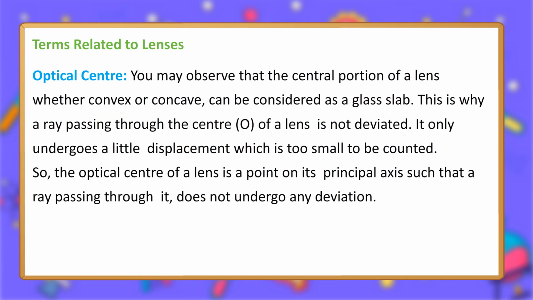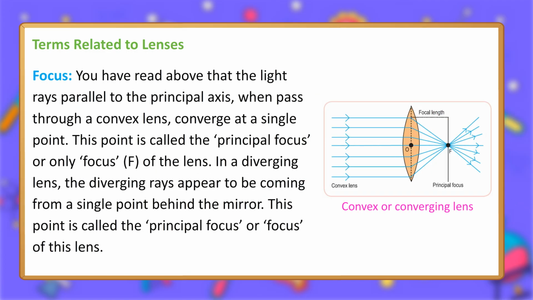Optical center. You may observe that the central portion of a lens, whether convex or concave, can be considered as a glass slab. This is why a ray passing through the center, O, of a lens is not deviated. It only undergoes a little displacement, which is too small to be counted. So, the optical center of a lens is a point on its principal axis such that a ray passing through it does not undergo any deviation.